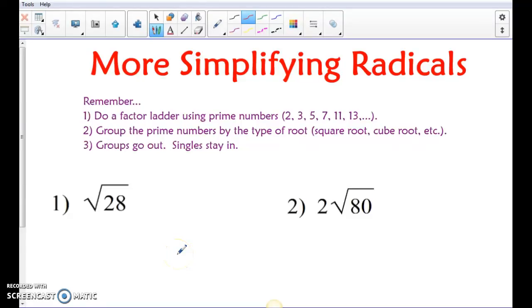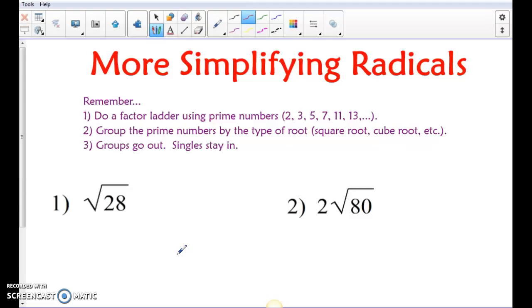Hey guys, so before we jump into right triangles, we need to go back to Algebra 1 a little bit and review simplifying radicals, because those are going to show up again. So again, this should be a review from Algebra 1, but we're just going to go through a couple of examples to refresh your memory.